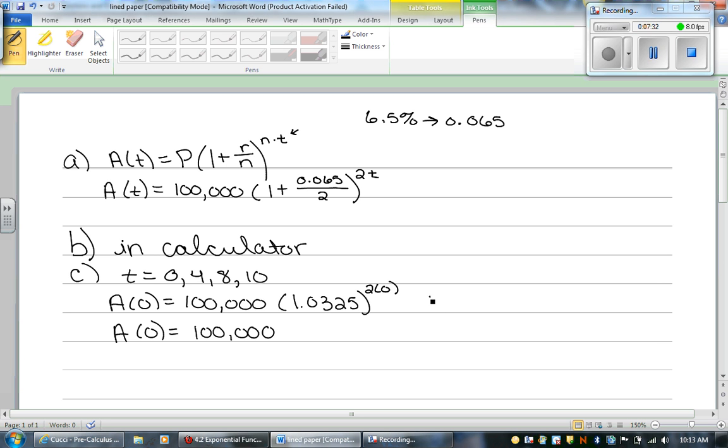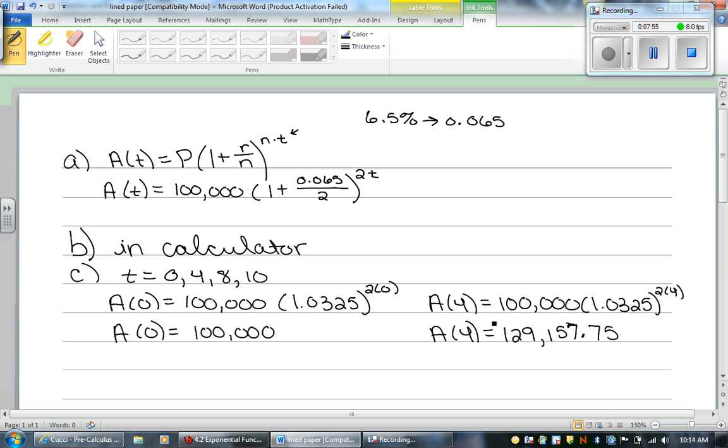Okay. A of 4, same process. Two times 4. I'm just going to put that in my calculator. So at the 4th year, I'm going to have $129,157.75. And you do want to round it cent appropriate.